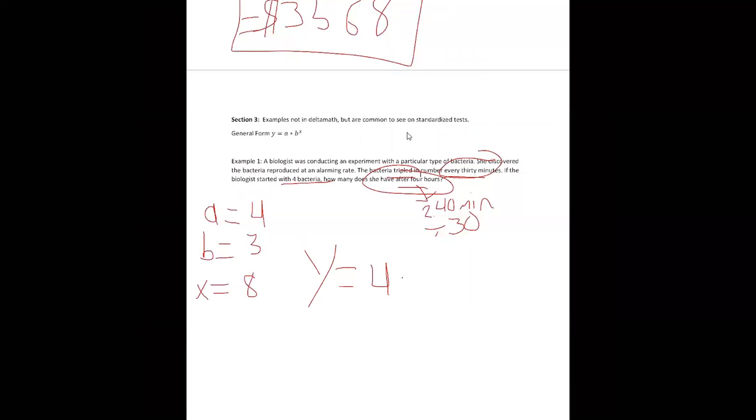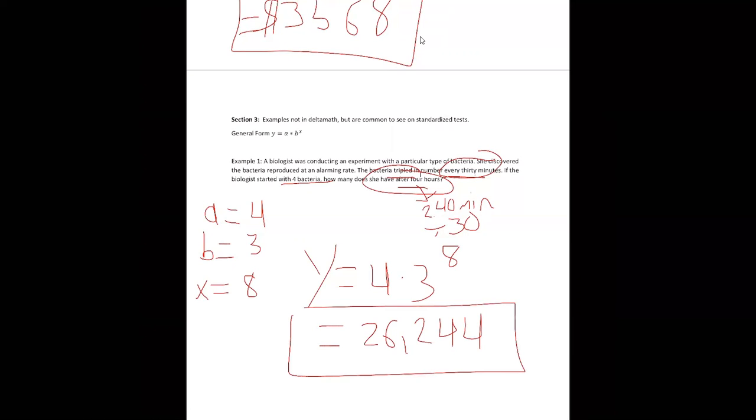So 4 times 3 to the 8th power. You'll see a lot of times with problems like these, your answers get quite big because they're growing exponentially. But this would be 26,244.